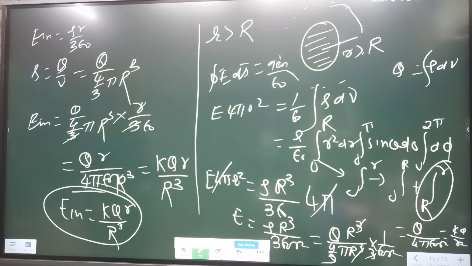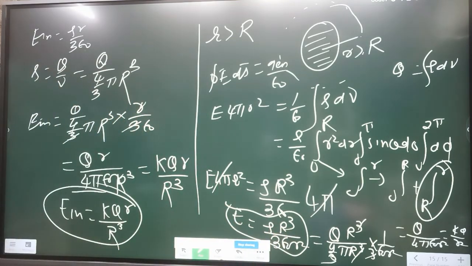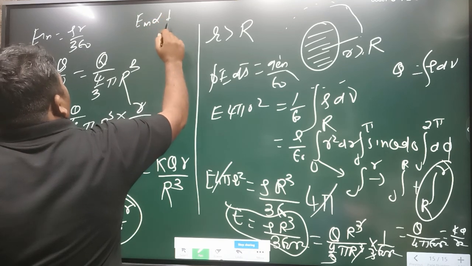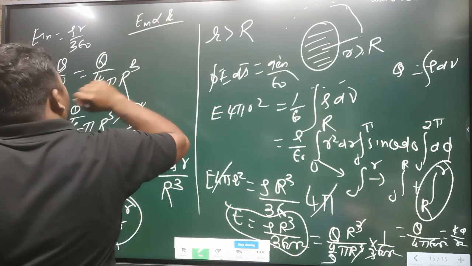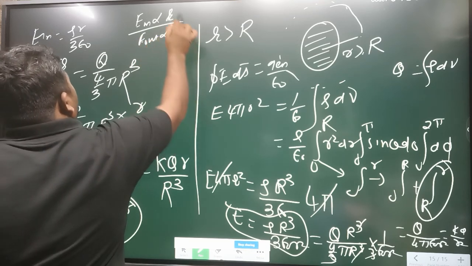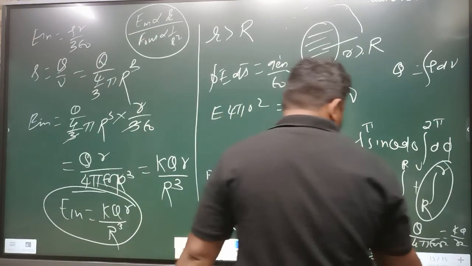But in an exam they ask what is the electric field? Exam मध्ये काय विचारलं जाईल? Electric field E is equal to this one. E is equal to rho R cube upon 3 epsilon naught r square. E in is rho small r by 3 epsilon naught. E out is 1 upon r square. Spherical system: E in directly proportional to r, E out directly proportional to 1 by r square.